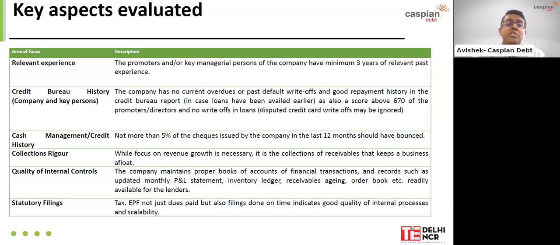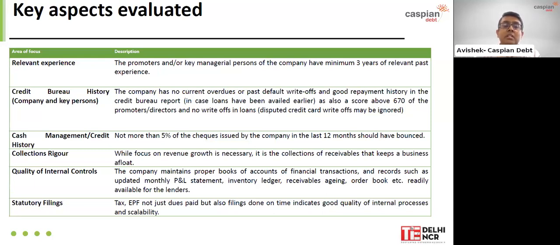Lenders look at the collections rigor. So for example, if you sell on credit, do you have systems in place that are tracking the receivables aging? Are you able to collect your receivables? Because a lot of startups tend to grow their revenue, so they'll book the revenues, but they forget about collecting. Do you have a collections rigor in place?